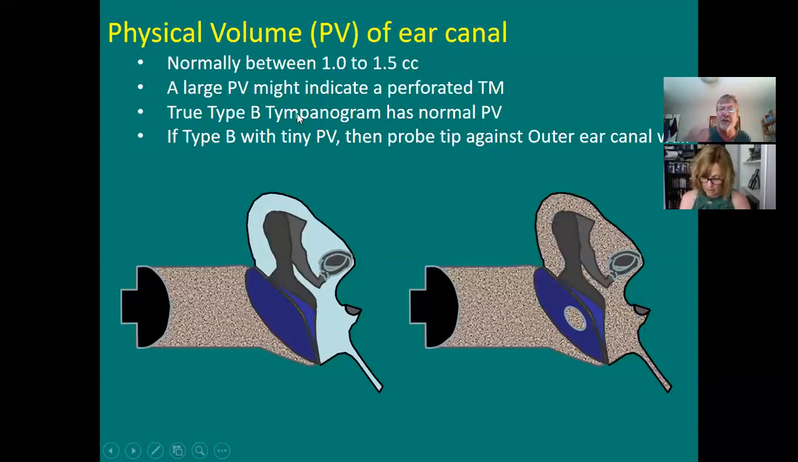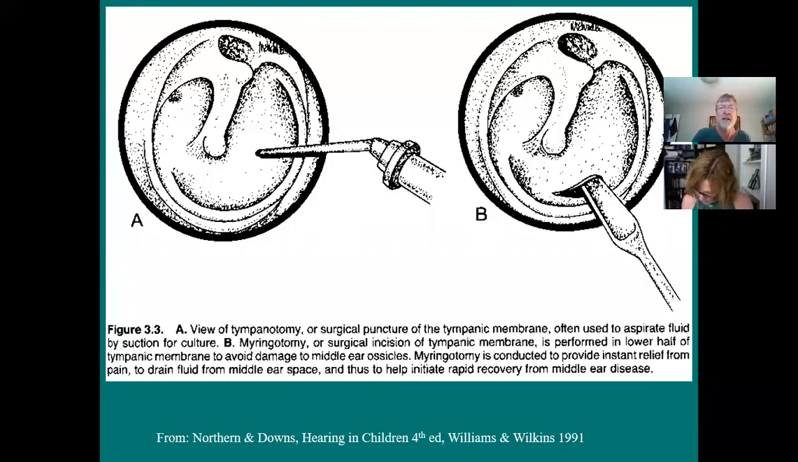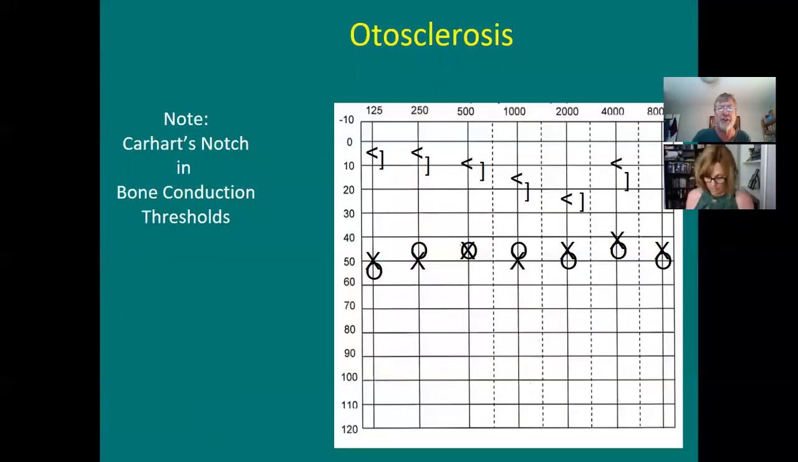Physical volume of the ear canal, we studied that last week. Again, with a type B tympanogram, if you've got one, you've got to look at the physical volume. A large one might indicate a perforated eardrum, as seen on the right. A tiny physical volume with a flat type B, then you better redo the tymp, because the probe tip is stuck against the outer wall. You bet, you've got the probe tip inserted wrongly. Here's a view of a myringotomy with pressure equalizing tubes.